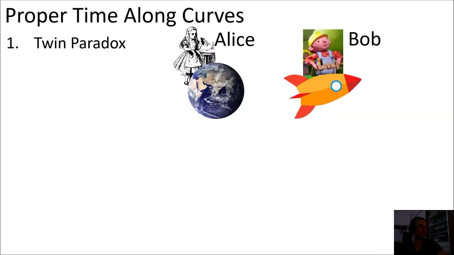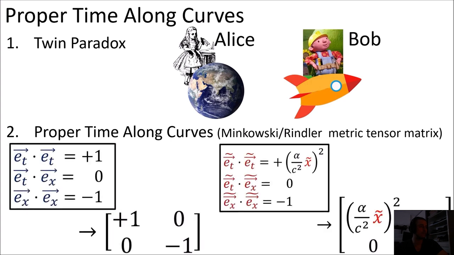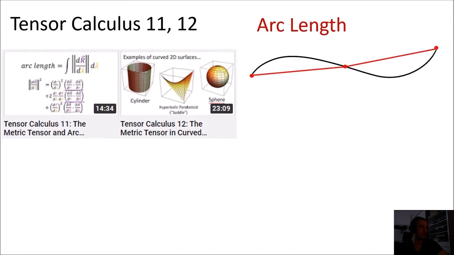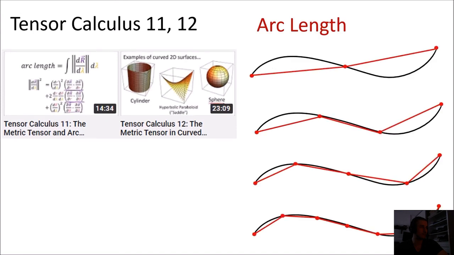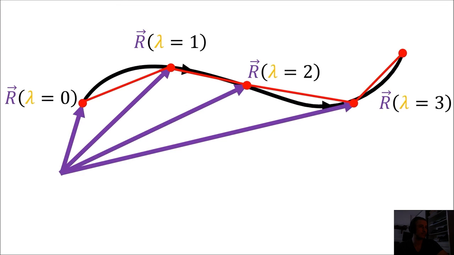Now that we've resolved the twin paradox, the next thing I'll do in this video is show how to calculate the proper time along a curved world line in a given coordinate system. The key to calculating proper time is the metric tensor, specifically the Minkowski metric in inertial coordinates and the Rindler metric in Rindler coordinates. In my tensor calculus videos 11 and 12, I show how to get the physical length of a curve in physical space by approximating the curve as a series of straight lines and adding up the lengths of these lines. Let's say that a curve is given by a position vector r that moves around in space based on a parameter lambda.